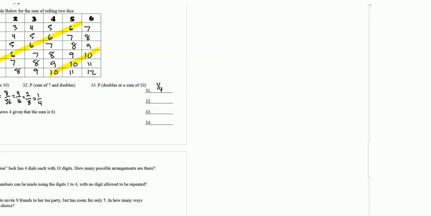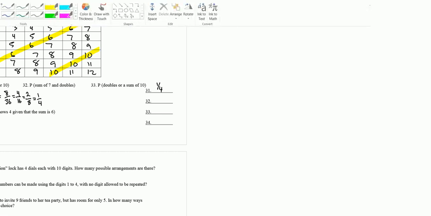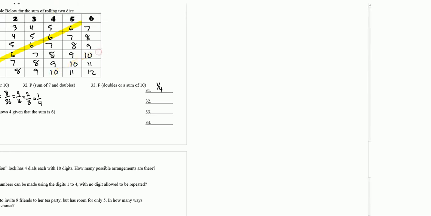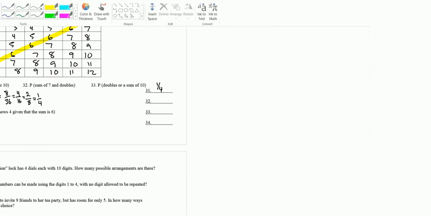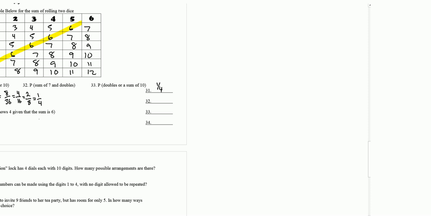Number 34, we want the probability that one die shows a 4 given that the sum is 6. So I'm going to go back to the table here, and I'm going to leave the 6s highlighted because that's what we're looking at. We're looking at those only. So because it says given that the sum is 6 and we count, we got 1, 2, 3, 4, 5 cases, the probability is going to be something over 5.